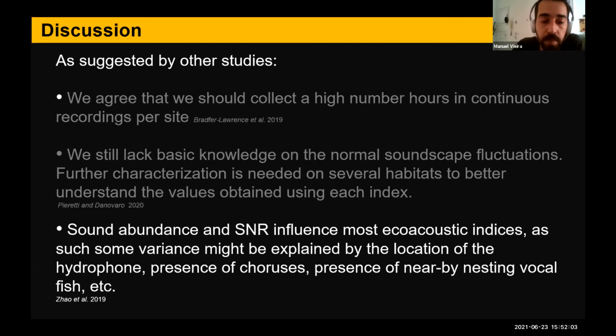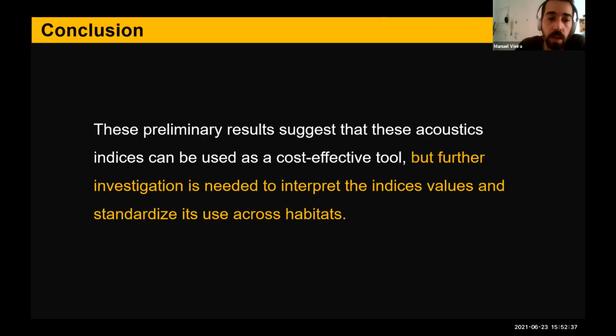And lastly, sound abundance and signal to noise ratio clearly influence most acoustic indices and the recordings, and we always need to be aware of that, and probably adapt the methodology, like selecting the right place to put the hydrophone, or knowing if there is a presence of fish choruses that can really increase or decrease these indices a lot, so we can have a more standardized and nice method that can be used for these types of things.